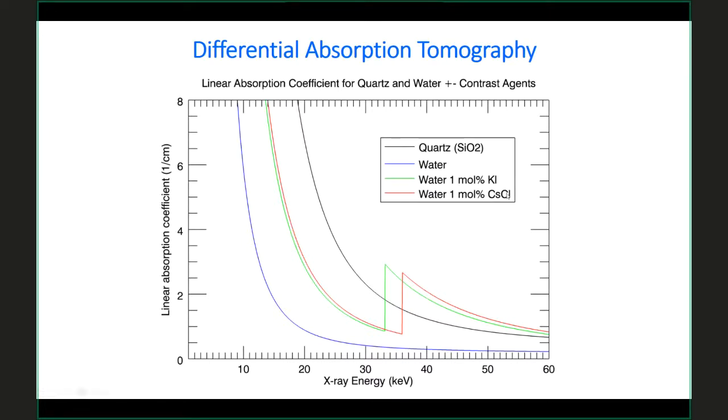And similarly with cesium chloride, there's this sharp jump at the cesium edge. So you can see that at this energy, the cesium chloride solution is less absorbing than quartz, and at this energy, it's more absorbing than quartz. So we can use that to very good effect.